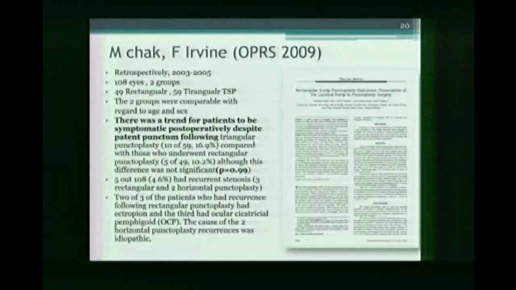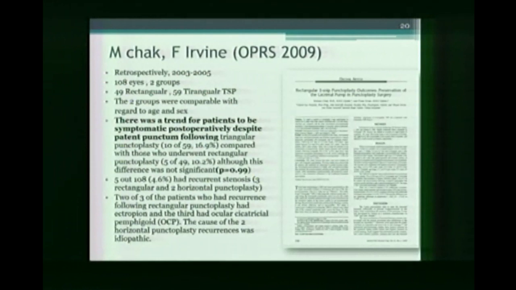It was Melanie Chuck and Fiona Irvine from England who did a strange study, to be honest. It was published in Ophthalmic Plastic and Reconstructive Surgery in 2009. Their study design was simple. They did a retrospective study of their patients, and they recruited 108. They did two groups. One group of 49 received the rectangular 3-snip procedure, and the other group of 59 the old-fashioned triangular 3-snip procedure. And the two groups were comparable in demographics.